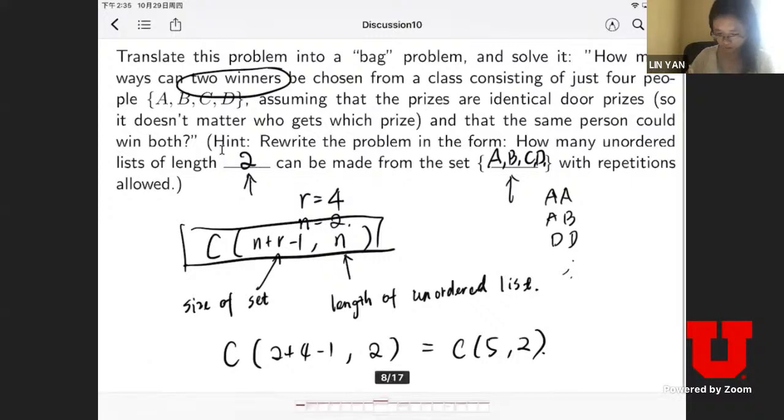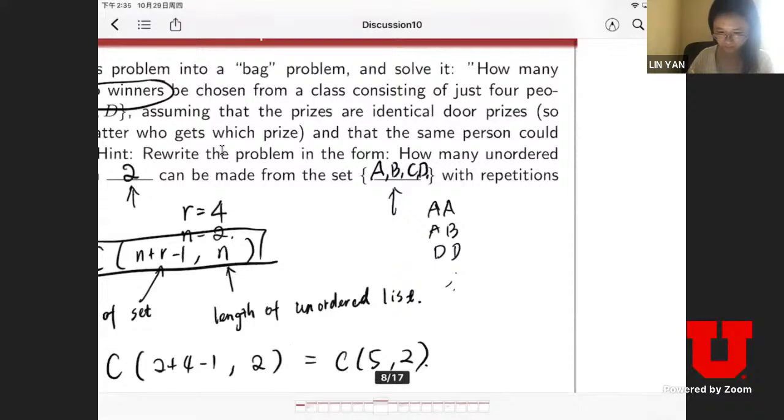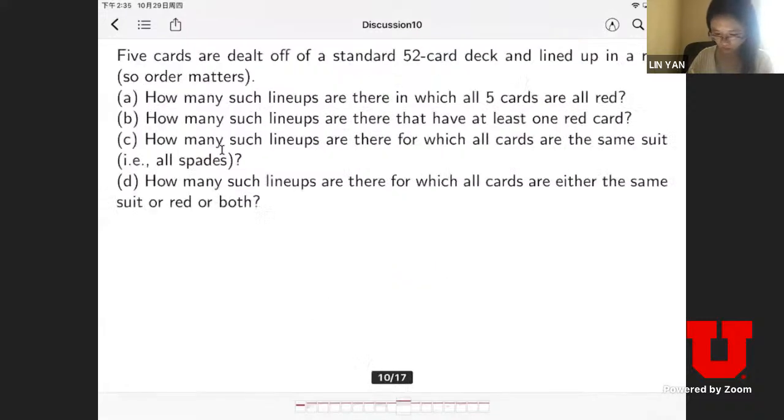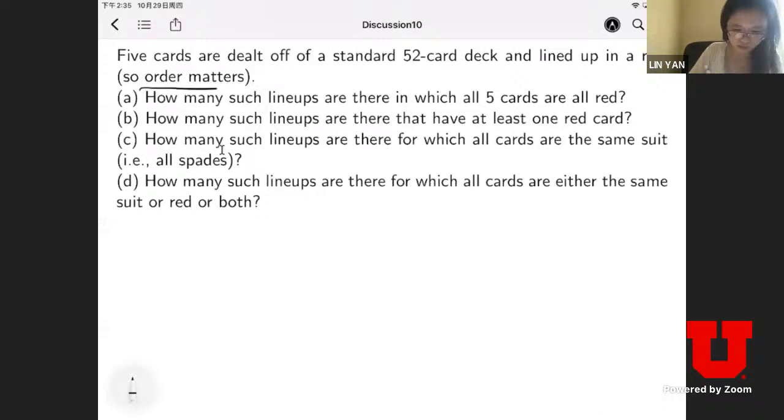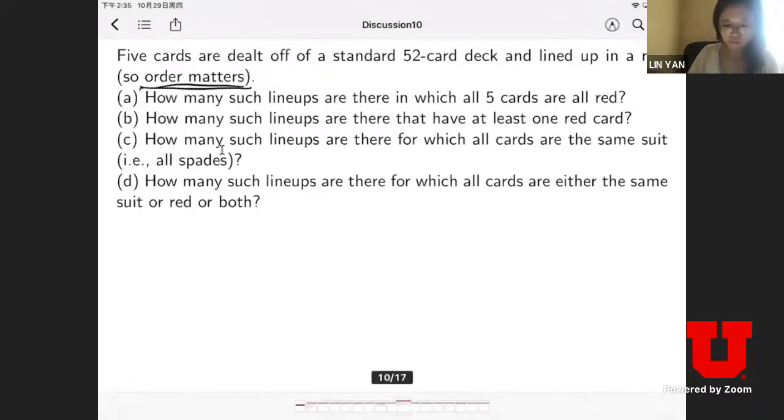Now let's go to a harder one. Okay, let's go to this one first. And still, this is a problem with permutation because the order matters. So please type your answers in the chat window.